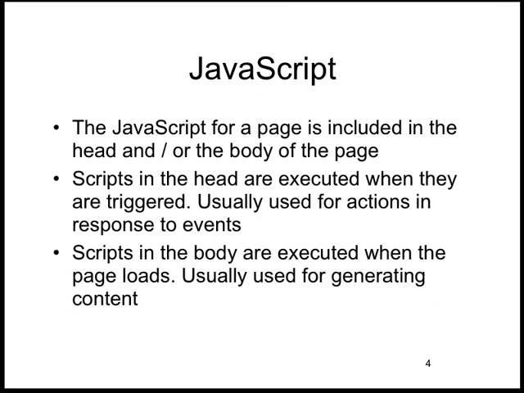So a script for a page is included in the header or in the body of the page. Scripts that are in the head are usually parked there, waiting to be called. They're triggered by clicking a button or doing something, so they're like functions sitting there. Whereas stuff that's in the body is executed when the page loads. Now we're going to look at a few things with code in the body, but over time, less and less of our code will be in the body, and it'll all be in the header or in files somewhere, waiting to be called.